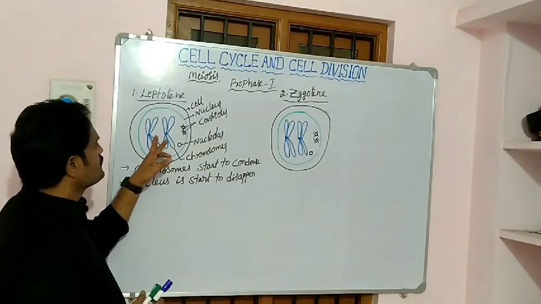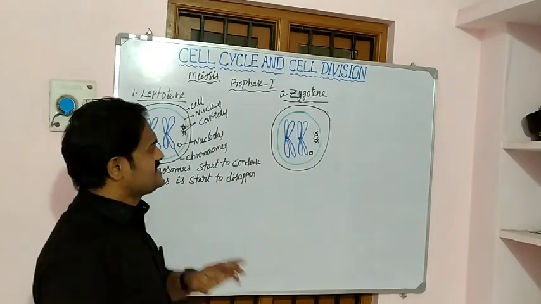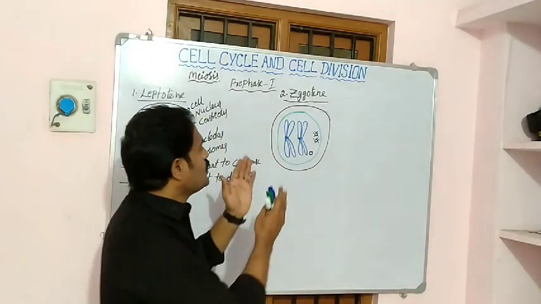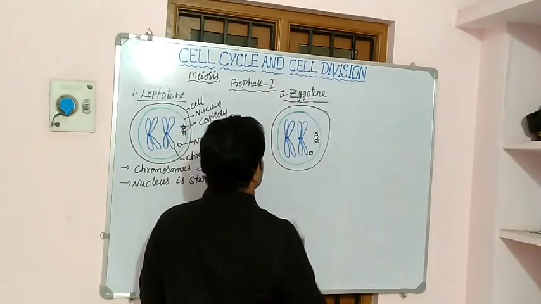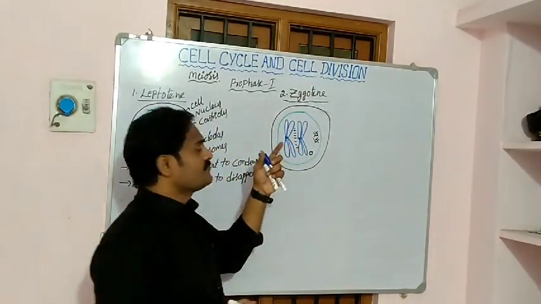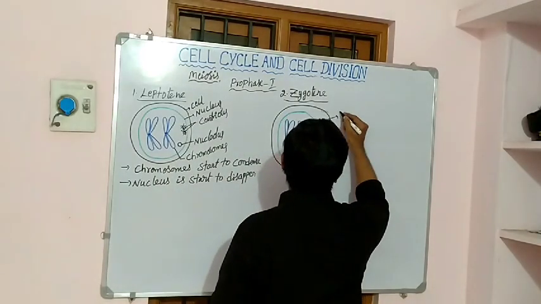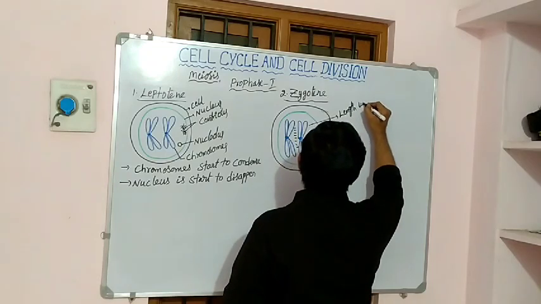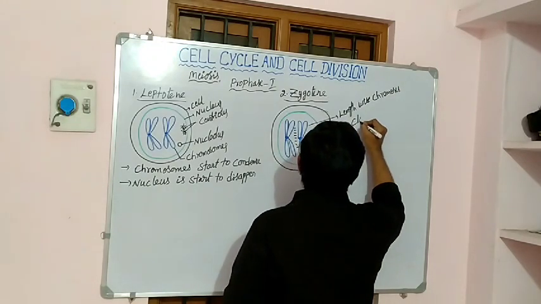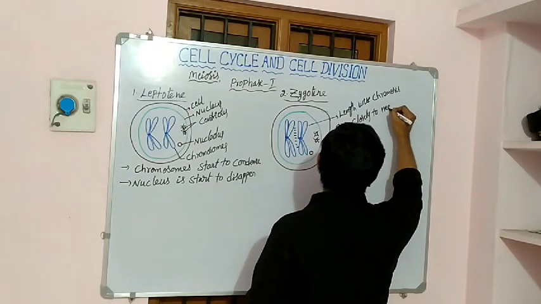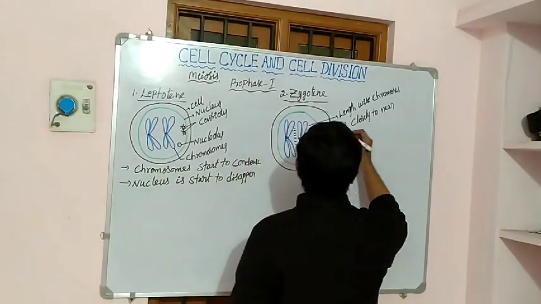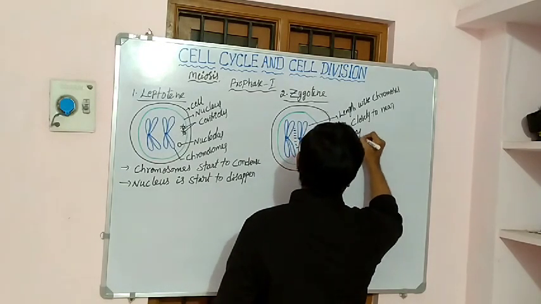See what kind of changes we notice between the leptotene and zygotene. What is the main change? Here the chromosomes come close to each other, with the help of some chemicals, lengthwise. Lengthwise, the chromosomes come close together. So this kind of arrangement is called synapsis.